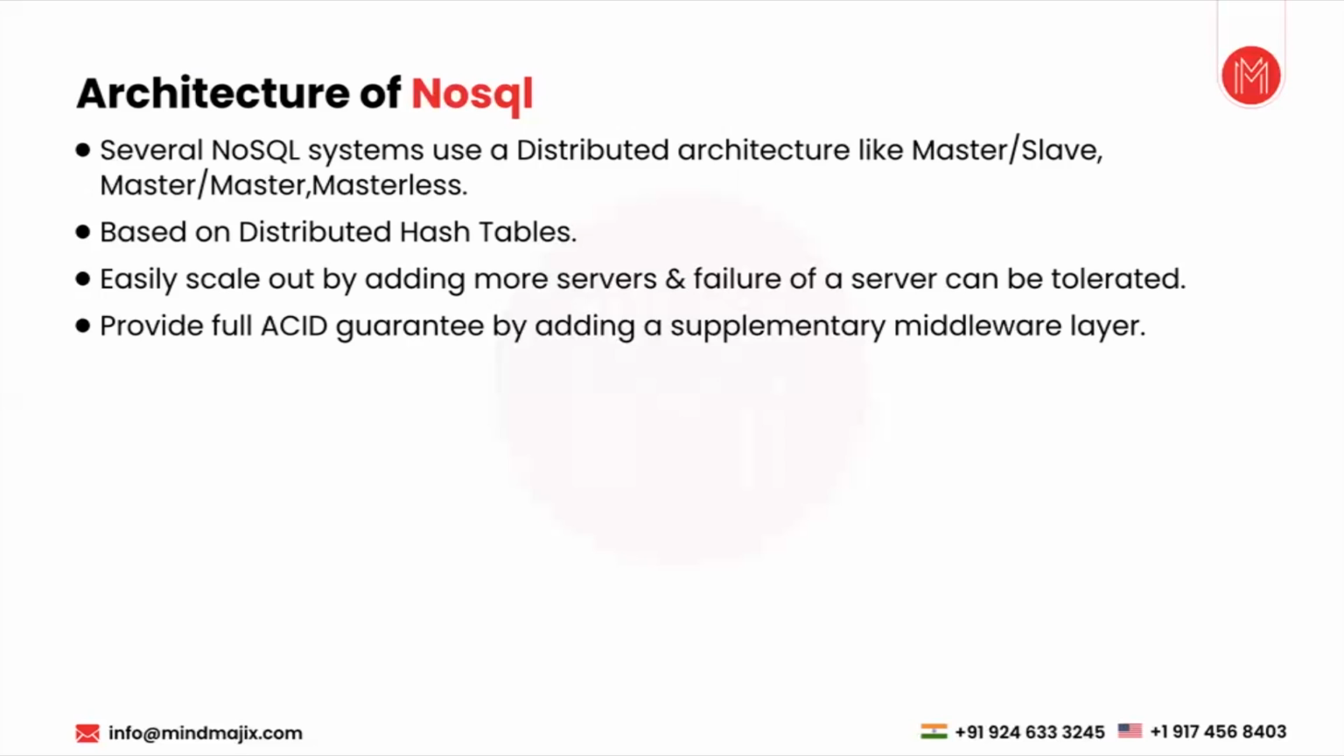So we can have n numbers of hash tables, and based on the number of tables, you can fetch the information from this category. That's why it is called a distributed hash table. Then we can easily scale out by adding more servers, and failure of a server can be tolerated.